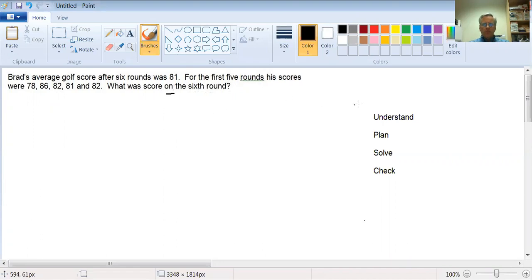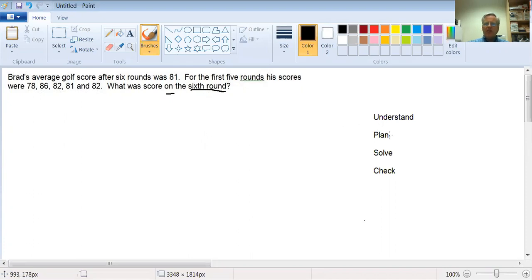Okay, so to understand, I always like to work from the question mark backward. This sentence right here is the one that's telling me what I'm going to have to solve: what was his score on the 6th round? So I'm looking for the 6th round score. I've got scores for rounds 1, 2, 3, 4, 5 here, but it's asking for the 6th round. Okay, well, we can do that.